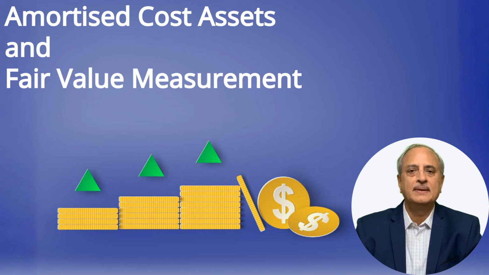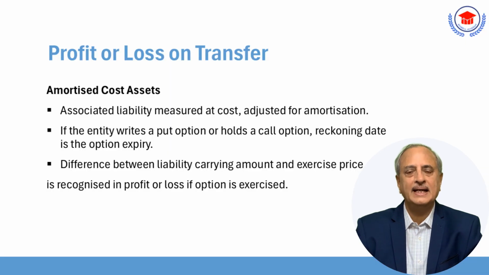Welcome. In today's video, we will dive into the concepts of amortized cost assets and assets measured at fair value, focusing on their impact on liabilities and options. When an entity measures transferred assets at amortized cost, the associated liability is measured at its cost, adjusted for the difference between that cost and the gross carrying amount of the transferred asset.